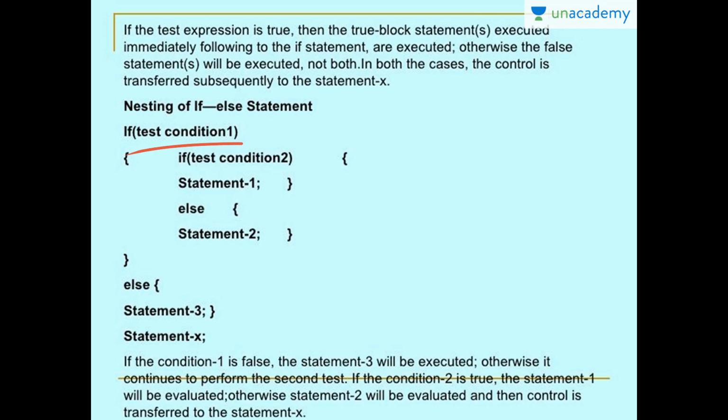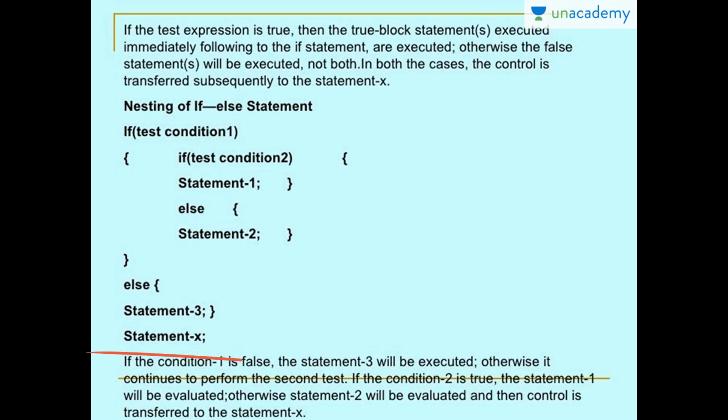First we write condition 1 in the if, then inside the if we start a new scope, and there we check condition 2. If condition 2 is true, then print statement 1, else print statement 2. And if condition 1 is false, then it directly comes to the else and prints statement 3. And after closing the if else statement, X is also printed.